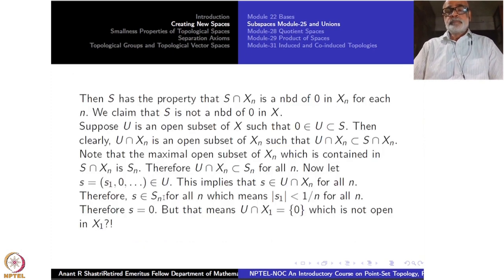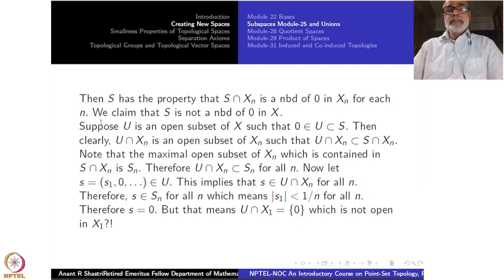Alright? Then this S has the property that if you intersect with Xn, that is a neighborhood of 0, the point 0, 0, 0, ... in Xn. This 0 is a point of the vector space R omega itself, but it is a point of Xn also, and this S intersection Xn is a neighborhood of 0 in Xn.